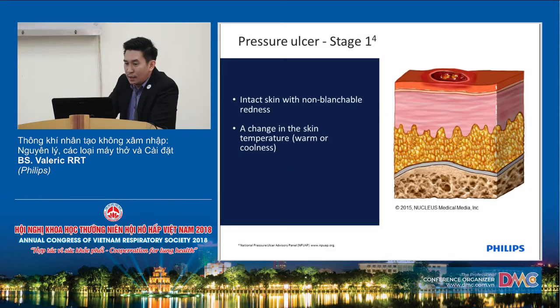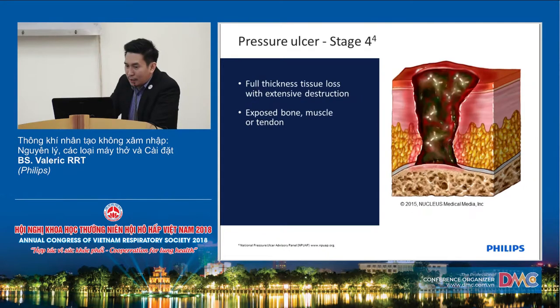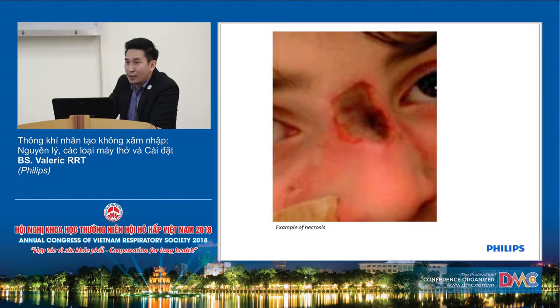Okay, and to give you a background, stage one is intact skin where redness started. And stage four is the exposure of bone, muscles and tendons. A good example of that is this one. I have an experience in Malaysia.